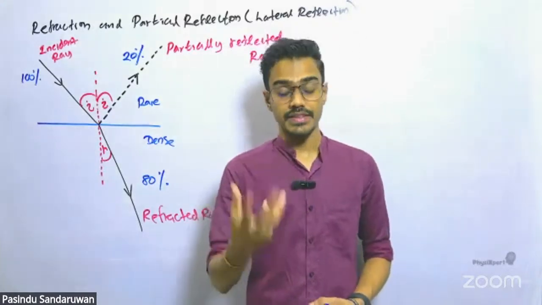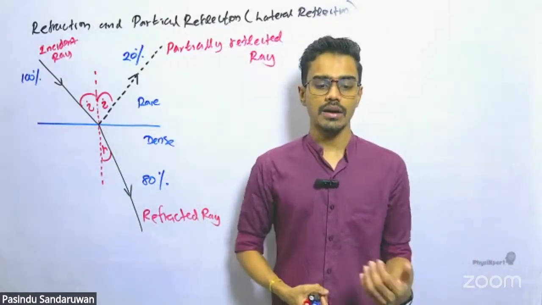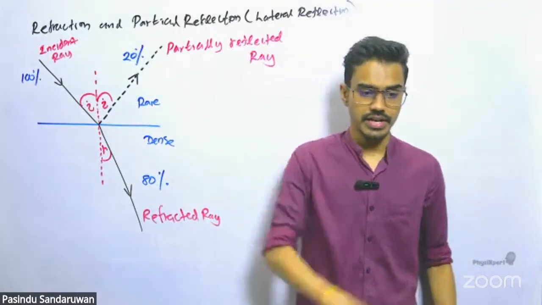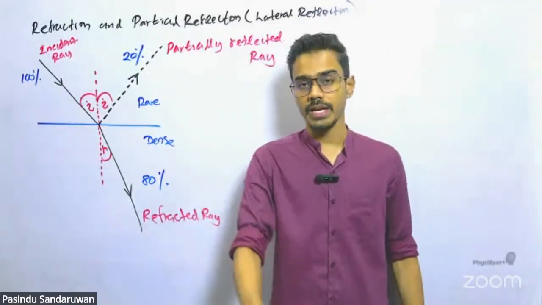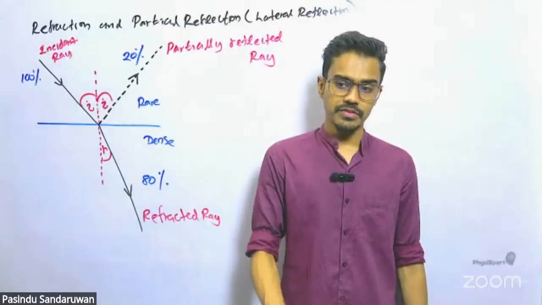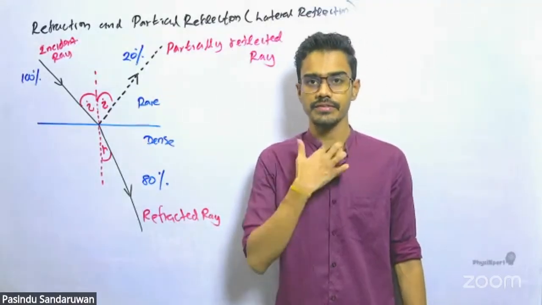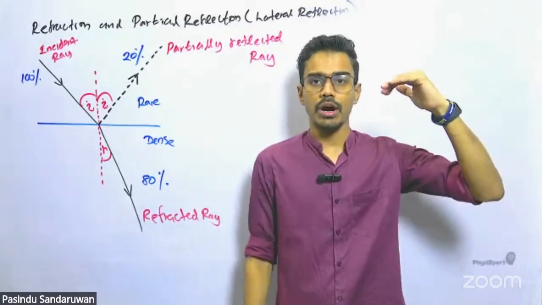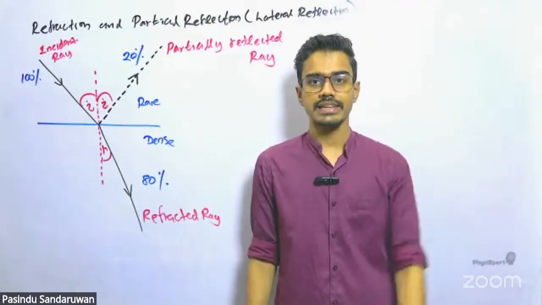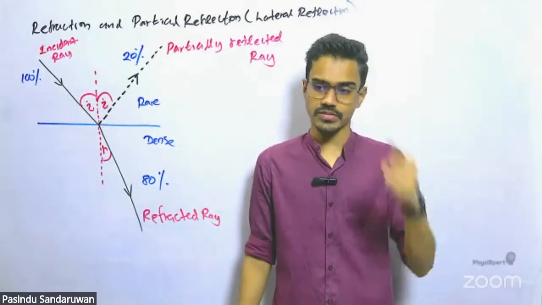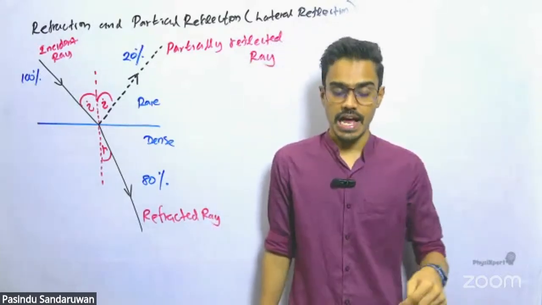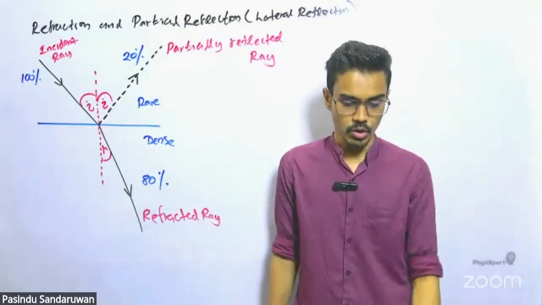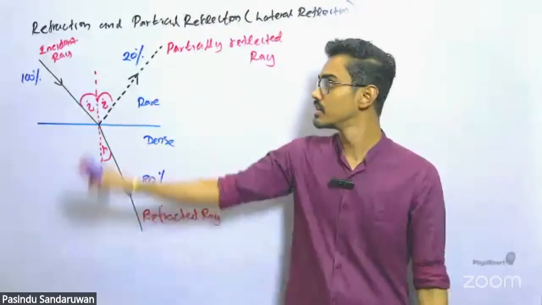Another scenario: say you are observing fish in a pond. When we observe fish in a pond, we can see the fish. You are seeing the fish because of refraction, because you are in the air medium and the fish is inside the water medium. And if you look carefully, at the same time you can see your own image reflected from the water surface. That is because of partial reflection.